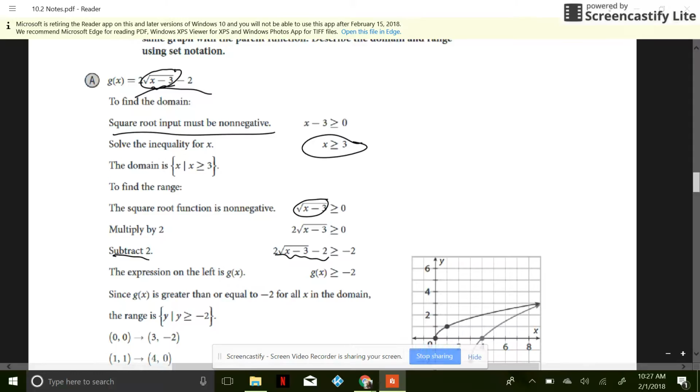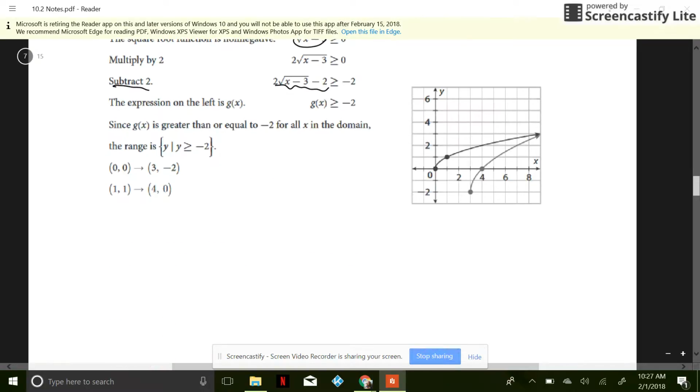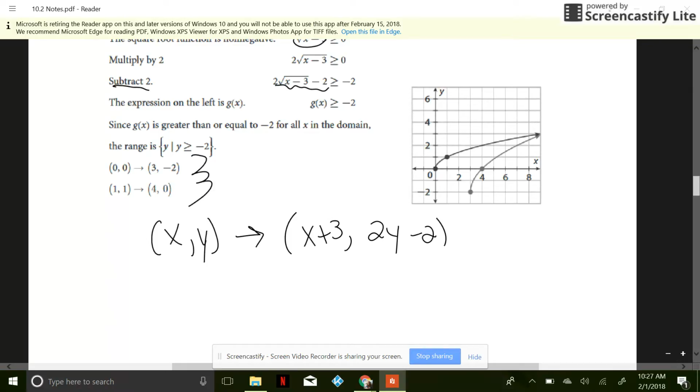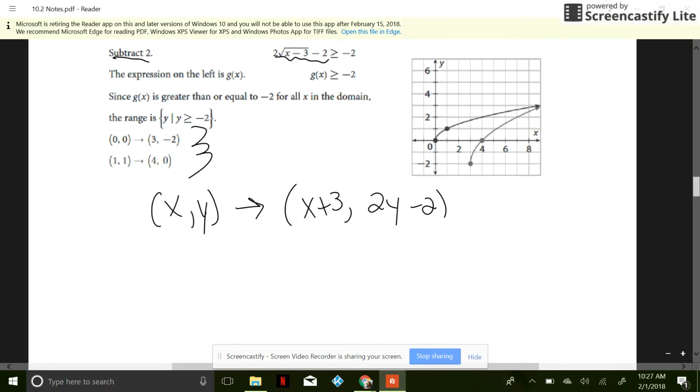Now looking at the function here, we can see the changes that are happening. We're moving to the right 3. We're moving down 2, and we're going to be stretching by a factor of 2. So when we're thinking about how our coordinates are changing, if they were originally (x, y), we're going right 3, so it'd be x plus 3, and then our y values need to be multiplied by 2, and then subtract 2 for that shift there. So applying those changes to the coordinate (0, 0) gets these new coordinates, which they plotted on the graph.